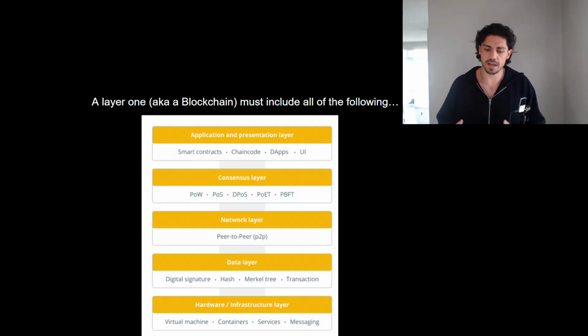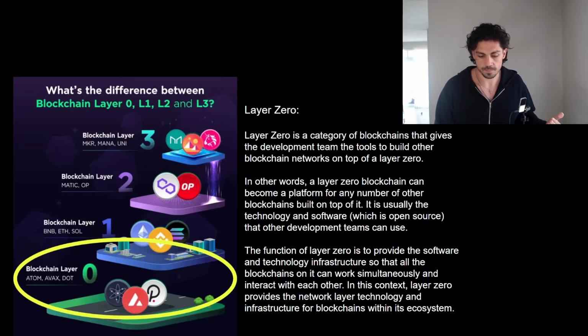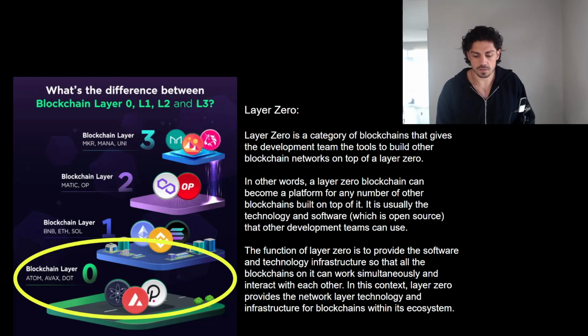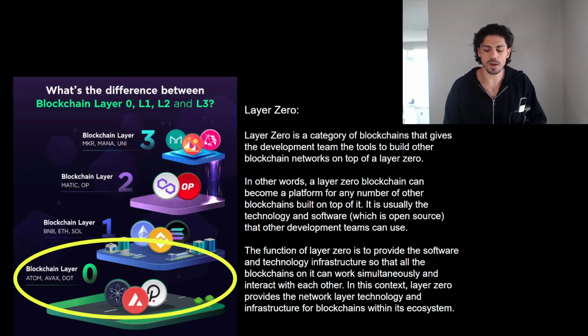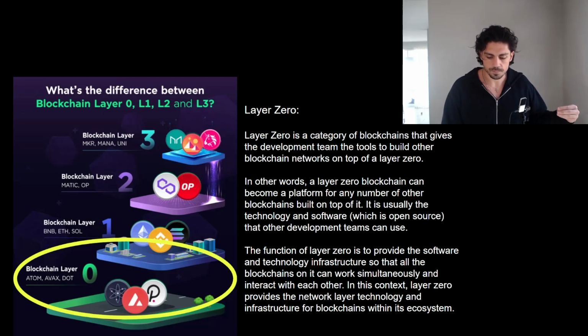So, building off of that foundation, let's talk about the four different blockchain layers. You got 0, 1, 2, and 3. So layer zero, right, is a category of blockchains that gives the development team tools to build other blockchain networks on top of it. In other words, layer zero blockchains can become a platform for any number of other blockchains. It is usually the technology and software, typically open source, that other development teams can use.